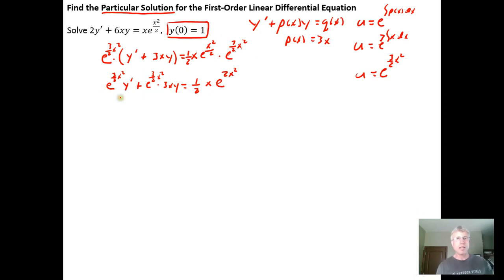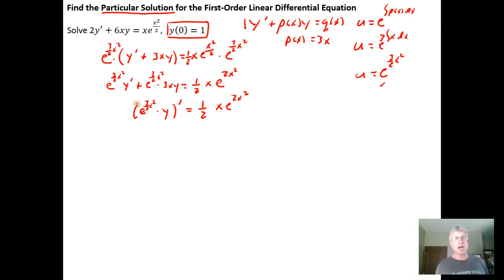And then the idea is, if we've done our integrating factor correctly, if we haven't made a mistake in the process of putting it in this form and haven't made a mistake with our integration, the result on the left hand side should be the derivative of the product of the integrating factor, e to the 3/2 x squared, and y. And on the right hand side, we still have the 1/2 x e to the 2x squared.